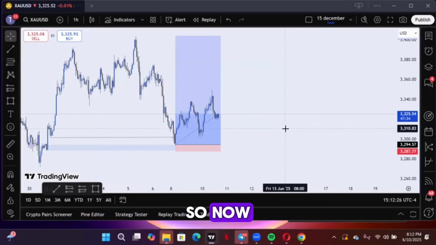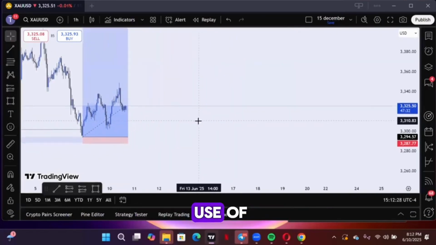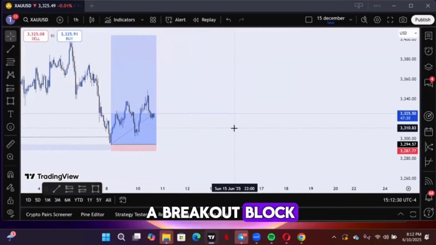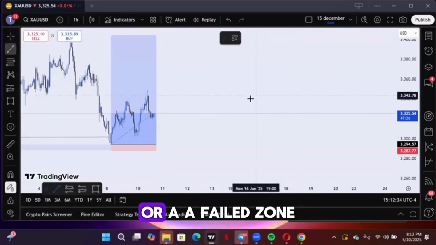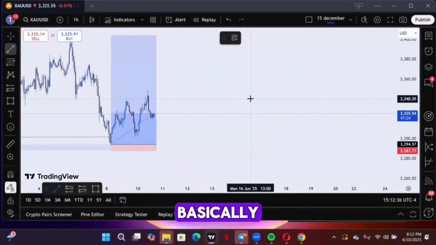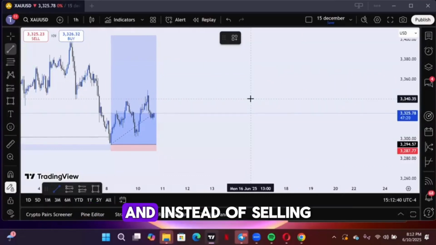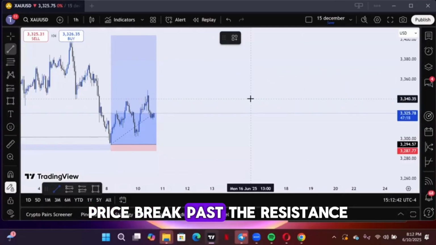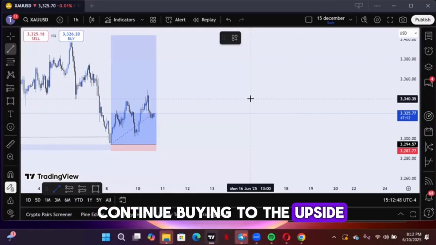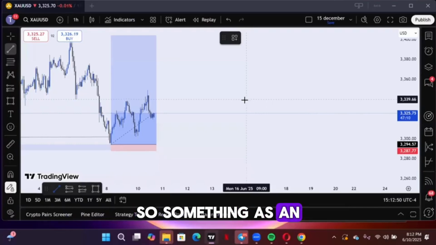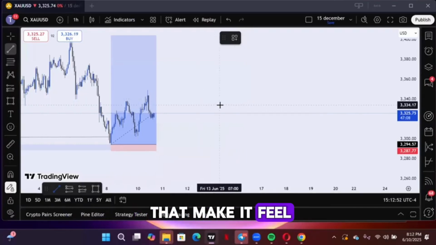So the other point of interest that I make use of is what you call a breaker block. Now, a breaker block is basically a failed order block, or a failed zone. Basically, it's just like when you have your support and your resistance, then price comes to the resistance, and instead of selling from the resistance, price breaks past the resistance. That resistance level automatically becomes a zone that market will retest and then continue buying to the upside. So something like an order block. An order block that market fails to hold from is what a breaker block is.